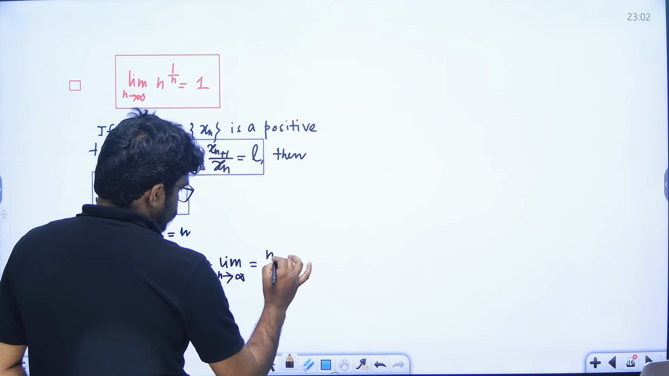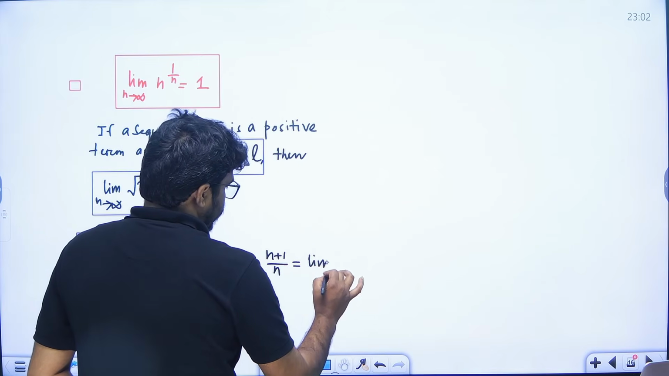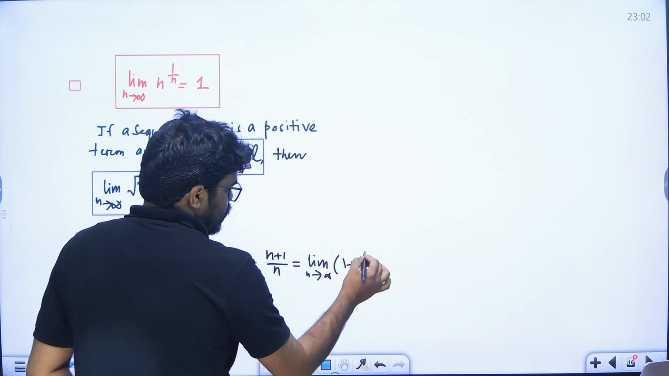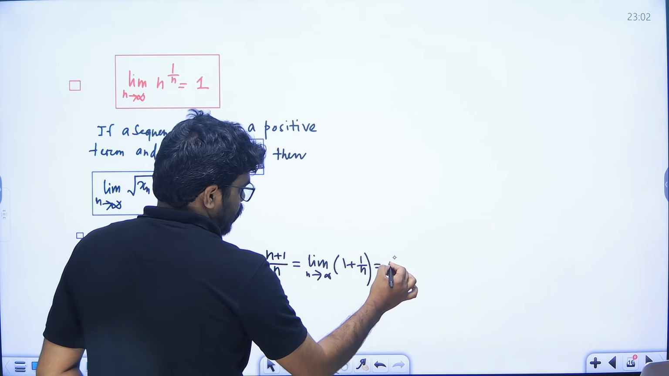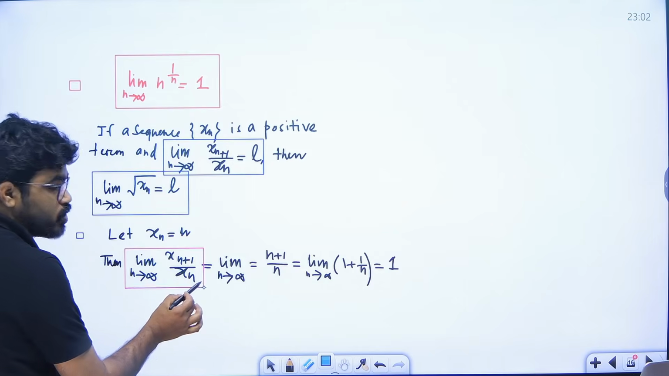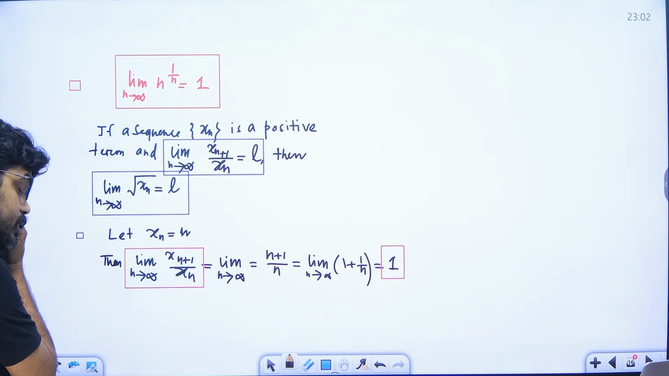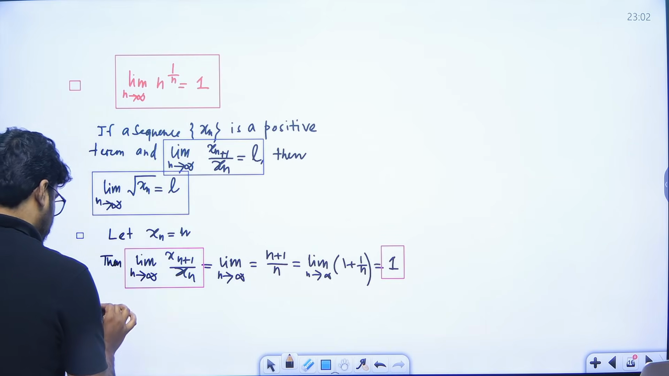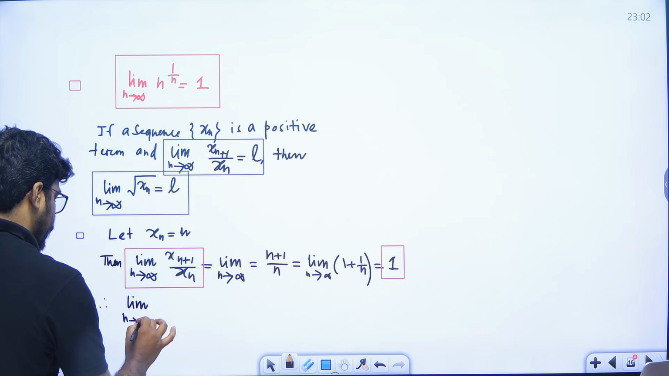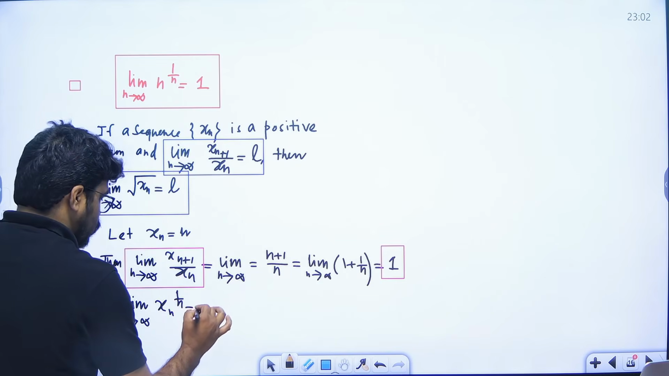So this will be n plus 1, divided by n. If you take n common, what do we get? This is 1 plus 1 by n. The limit as n tends to infinity of 1 by n is 0, so 1 plus 0 is 1. So the limit of xn plus 1 by xn is 1. Therefore, by this theorem, the limit of xn to the power 1 by n is also L. Here L is 1.